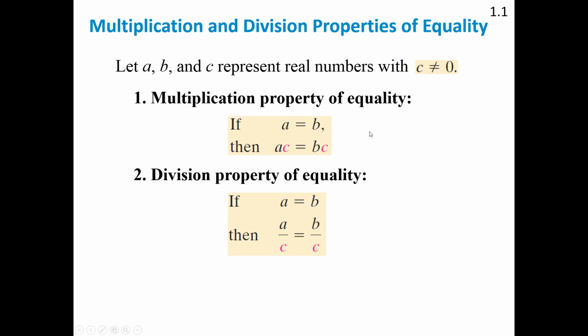These properties are like the previous. The multiplication and division properties both state that if you have an equality, you can multiply both sides of the equality or divide both sides of the equality and maintain the equal signs. There is a caveat though. The divisor in this case can't be 0 because division by 0 is not defined, not in this math class, not in any math class you'll ever take.